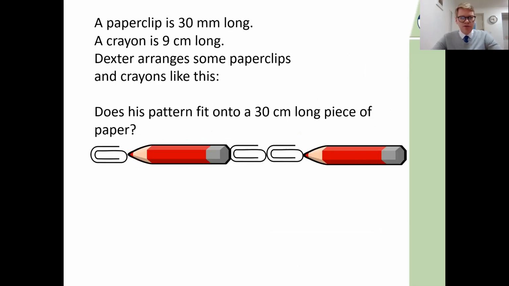Another bit of problem solving for us here. This is getting a little bit tricky now. A paperclip is 30 millimeters long. A crayon is 9 centimeters long. Dexter arranges some paperclips and crayons like this.